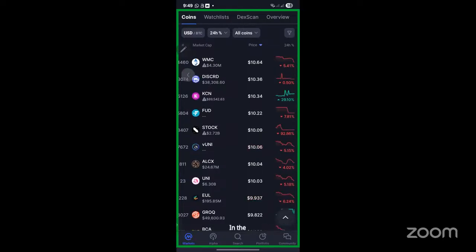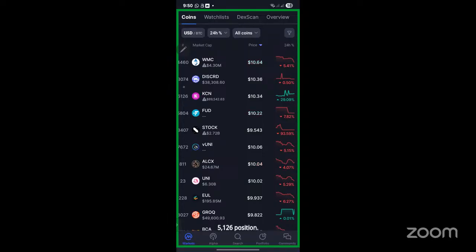Is it 3,000 or 8,000? Look at this coin here. It is at $10, but it is at 38,000. That's 8,000. So you find that somebody with 30,000 or $20,000 can move this coin by 10%. One person can pump this coin. You can see this KCN in the 5,126 position.